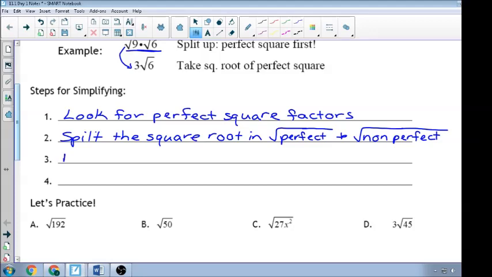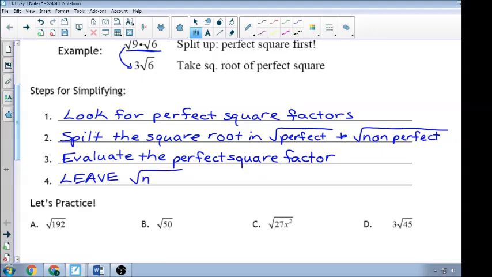Then we are going to evaluate the perfect square factor. What I mean by that is the step that earlier we talked about where I took the square root of 9 and made it 3. Then finally we will leave the non-perfect square alone.